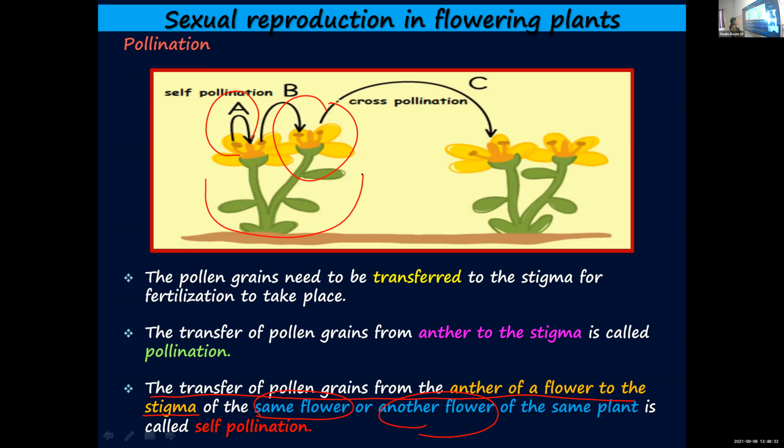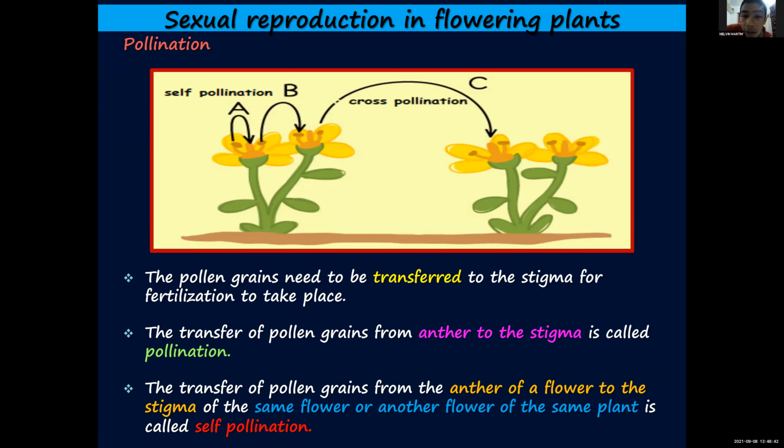Then it is self-pollination. Children, don't learn it by heart. Understand the meaning and then learn, otherwise you will get confused. Once again, I'll repeat. It is a transfer of pollen grain. So the first part you have to learn because it's common for self and cross. Without knowing whether it is cross or self-pollination, the first part is the same.